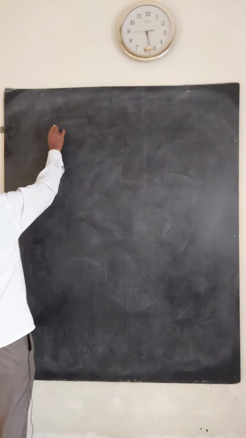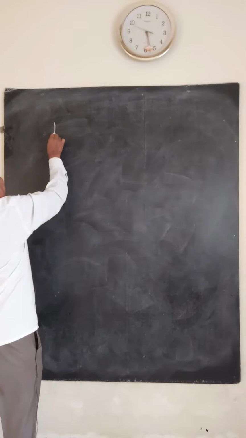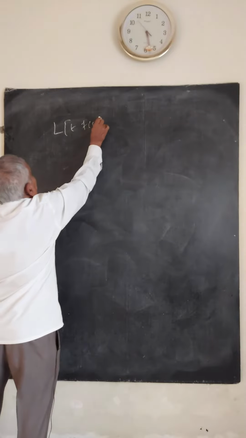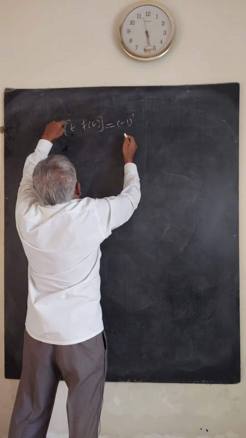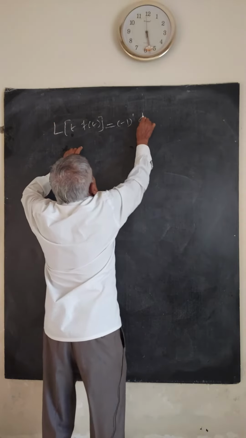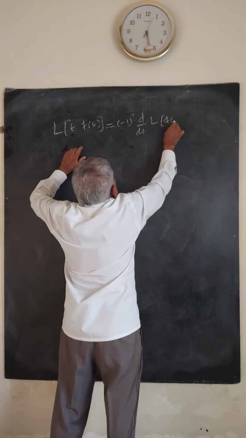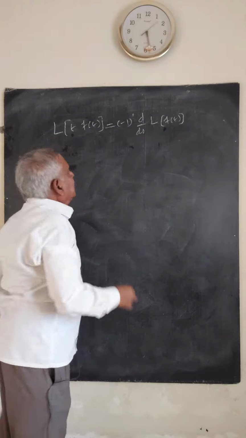One more formula we are going to see now. A derivative comes in the formula for L of t f of t. If you remove t, it is minus 1 power 1 times d by ds of L of f of t, where L of f of t is a function of s.